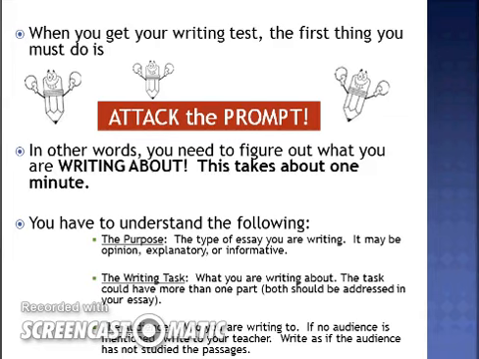And lastly, consider your audience. Some prompts will direct you that you're writing for a friend or a principal. If you're not given a specific audience, simply write as though you're writing to us. You need to write to us as if we don't know anything about the topic because we may not have the same information or have been given the same passages that you have.